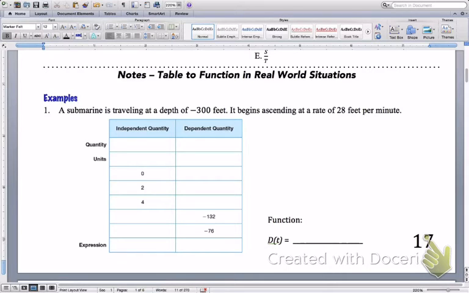Hello everyone, so we're going to go over how to go from a table to a function, but this time in real world situations, meaning from a word problem. So again, we're focusing on real world situations. So here's our first one.